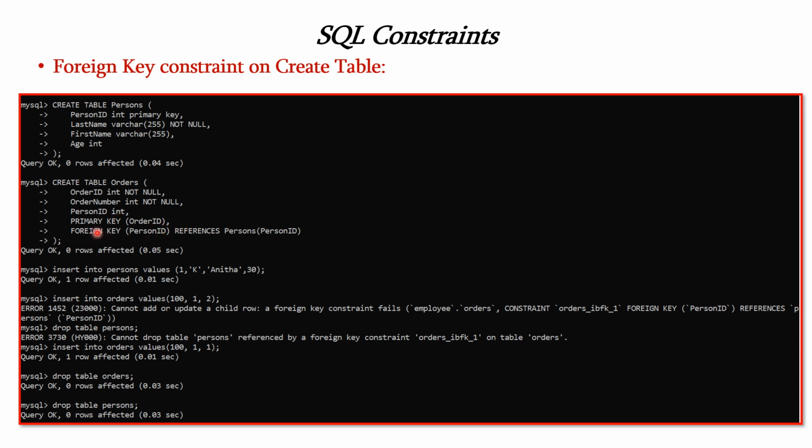And here in the orders table the primary key is order ID. So we have mentioned the constraint at the end of the table. So PRIMARY KEY of order ID and FOREIGN KEY of person ID.